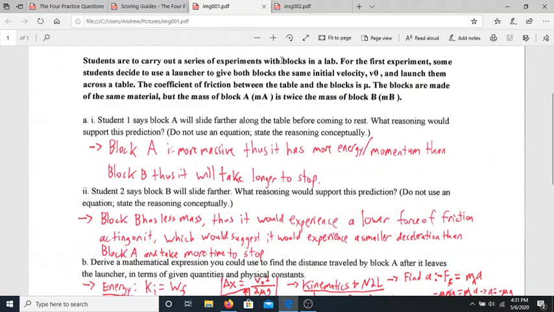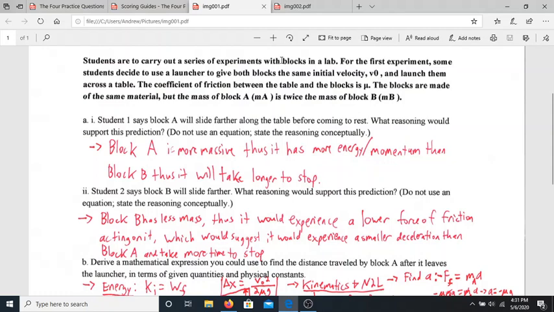But that being said, if we look at this first question, they think block A is going to slide farther along the table before coming to rest. Well, let's think about some things that block A might have that block B does not have, or what block A has more of compared to block B, because it might explain why it goes farther. So, if block A has the same velocity, but it's twice as massive as block B, then that means block A has more momentum than block B does.